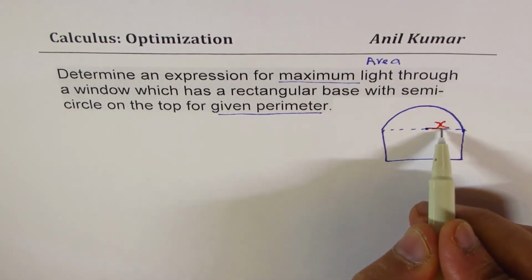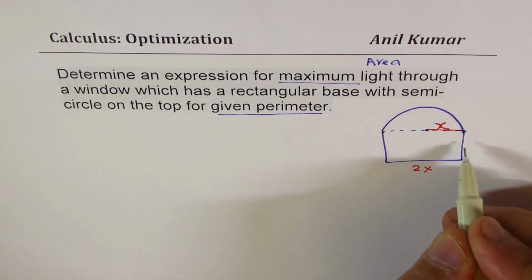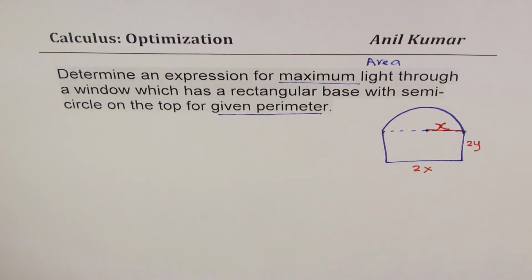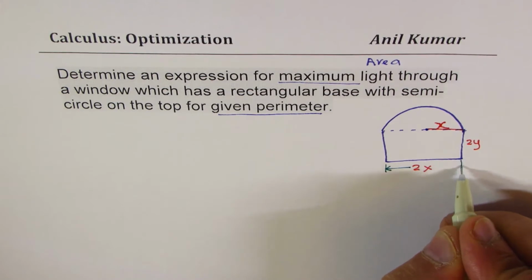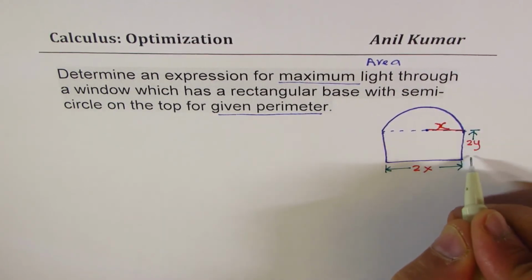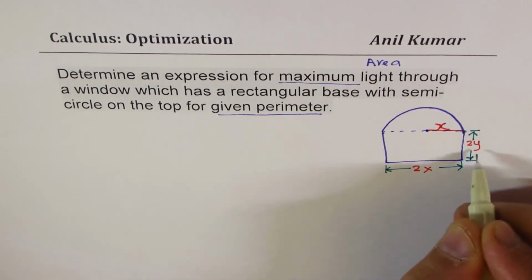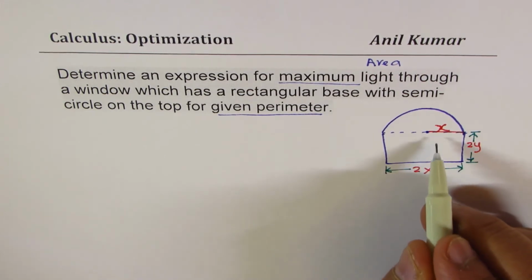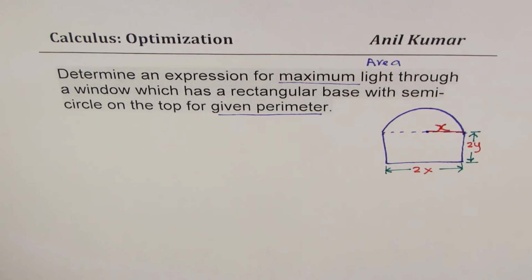So if this is x, then our length could be 2x. Let's take width as 2y. Okay. So that becomes the dimensions which we are looking for. We have taken twice x as the length and twice y as the width. So at the end, remember, if you find the value of x and y, you have to multiply by 2. We did this so that we avoid fractions. That's the whole idea. Perfect.